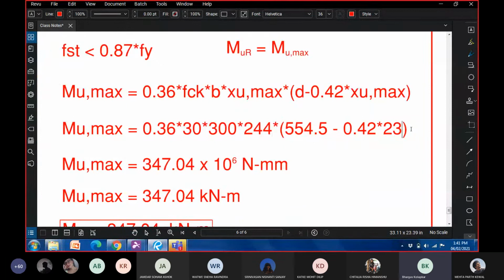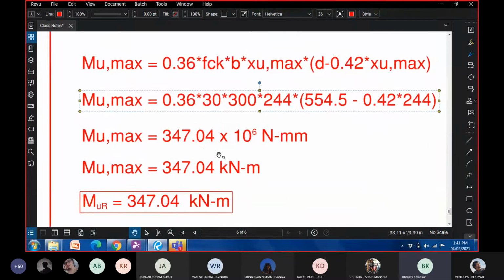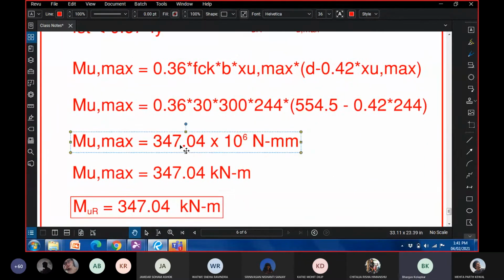Please correct this to 244 and then correct this value accordingly. 0.36, 300, 244, 554.5 minus 0.42 times 244. So this would be 357.35.